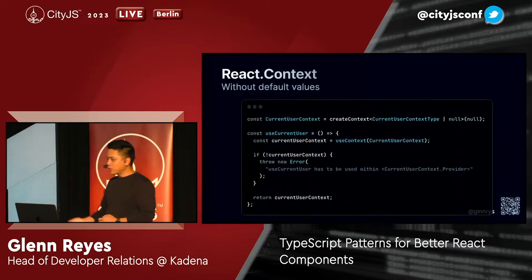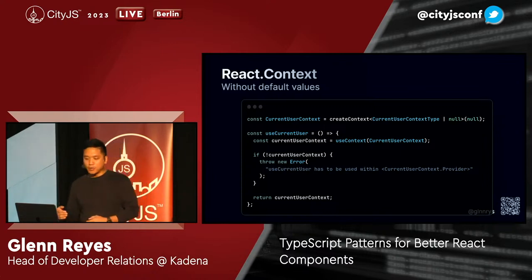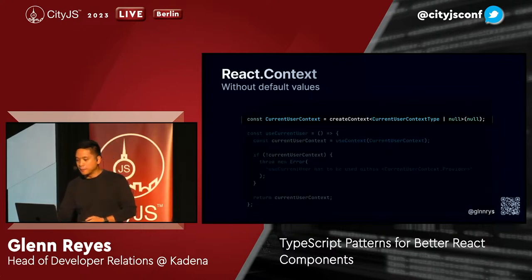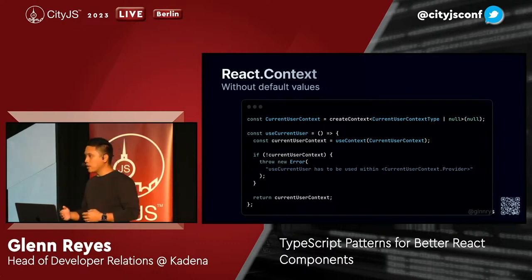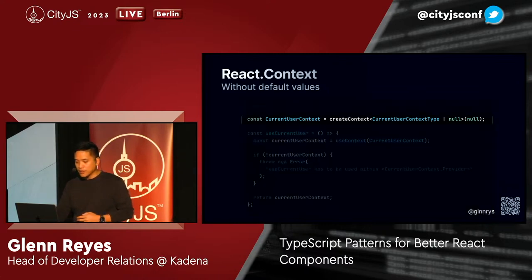Whereas when you don't have values, you have to make a union with null, and also pass null, because initially you don't have a value. The important bit here is that on every instance where you expect a value, you have to do a check. So one cool pattern, if you always expect some value, is to put it in your custom hook and throw an error if there is no value.